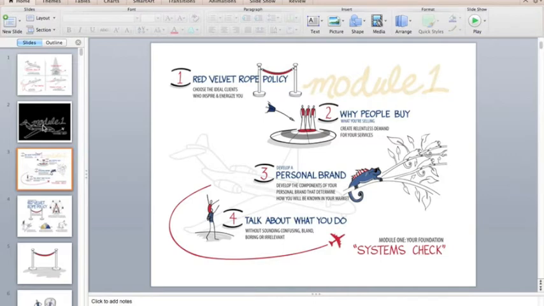It includes the red velvet rope policy, which is choosing the ideal clients. It's like, who do you want to work with in your business, who inspires you and energizes you? And then we're going to look at why people buy what you're selling. We want to create a relentless demand for your services. So we're going to identify why people are buying what you're selling. If it's surfboards, if you're selling martial arts gear, or if you're selling mini cupcakes, what is it that you're delivering that they really like about you? And then we're going to look at personal brand: how to identify yourself, how to differentiate yourself, and how to talk about what you do.